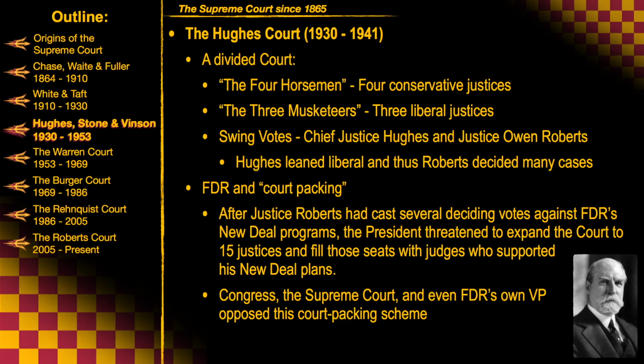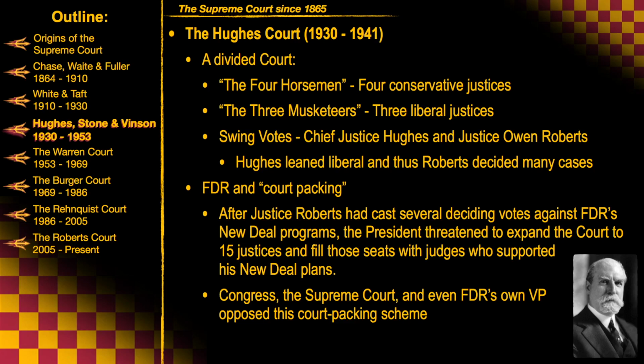You had the 3 Musketeers, and I'm being serious, these were how they referred to themselves and how the press referred to them. They were the 3 liberal justices who almost always supported FDR's programs. And so in between those 2 groups, you had 2 swing votes. You had Chief Justice Hughes here, but he tended to lean more liberal. He could on occasion side with the conservative faction, but he tended to lean liberal and thus support most of FDR's programs. So in most of the cases involving the New Deal, it came down to a single vote by Justice Owen Roberts, who was somewhat in the middle between the 2 groups.